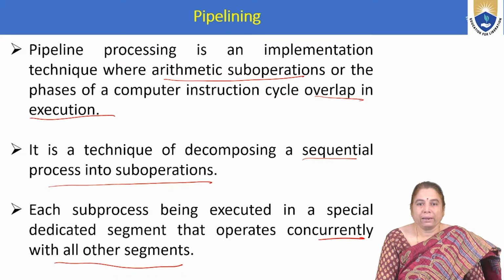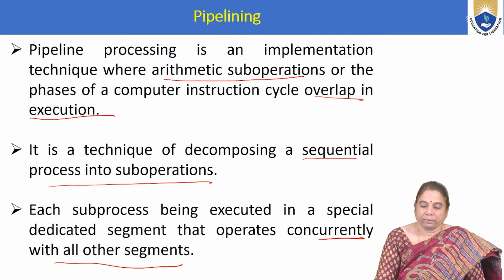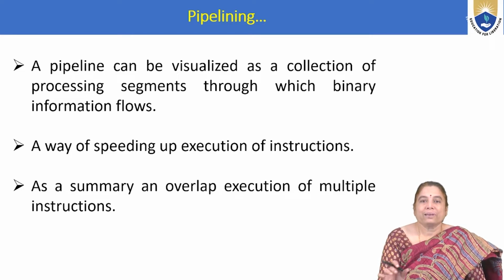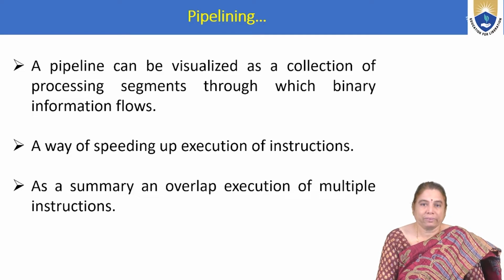So, the main task can be divided into subtasks, and each subtask can be executed in a special dedicated segment. These segments operate concurrently with the other segments. A pipeline can be visualized as a collection of processing segments through which binary information flows. So, pipelining is a way of speeding up execution of instructions.